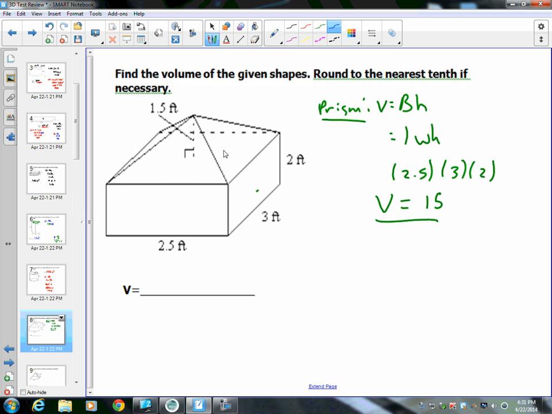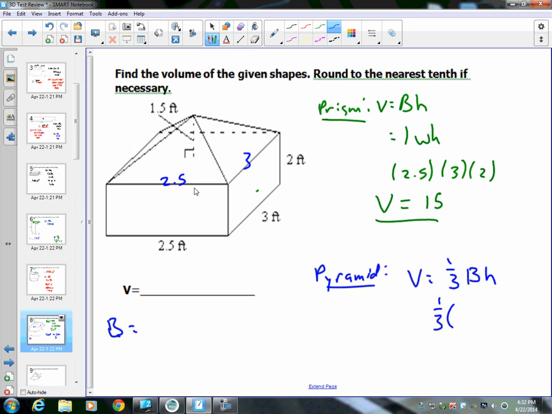Now we need to find the volume of the pyramid. The volume of a pyramid is 1/3 big B times H. Big B stands for area of the base. The base in this case is going to be a rectangle. Almost looks like a square, but it's not quite, because if I know that this on the bottom is 2.5, up here is also 2.5. This is 3, meaning this is 3. So it's not quite a square. It's close to a square, but not quite.